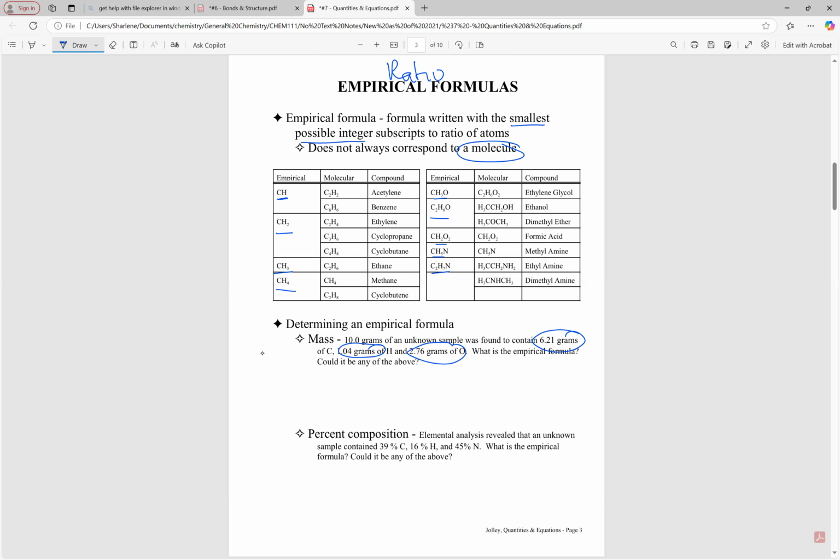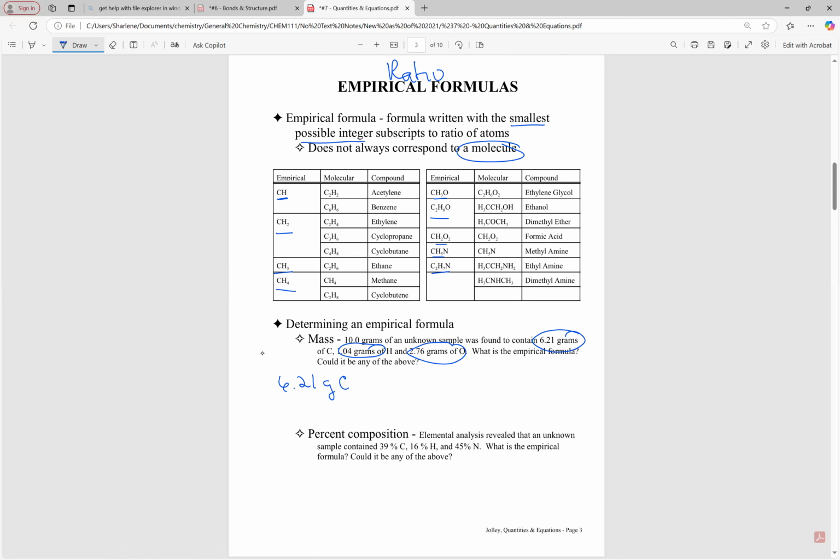Now, I do know that atoms weigh differently from each other. Okay, chemists never compare grams of things. We always compare moles of things because that means they have the same number in there. So 6.21 grams of carbon.